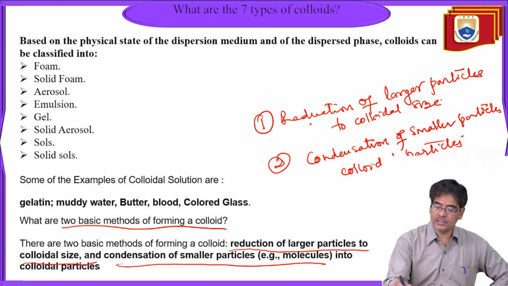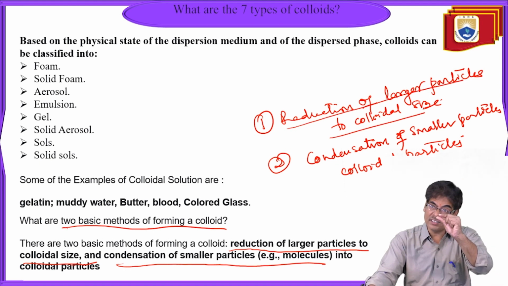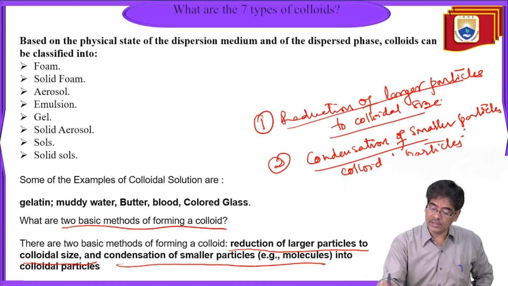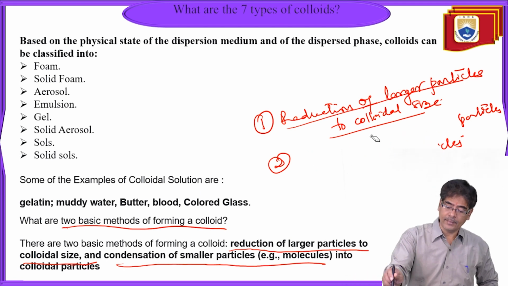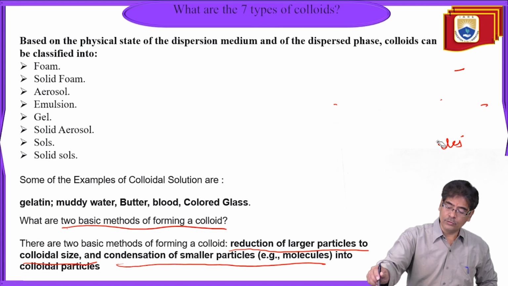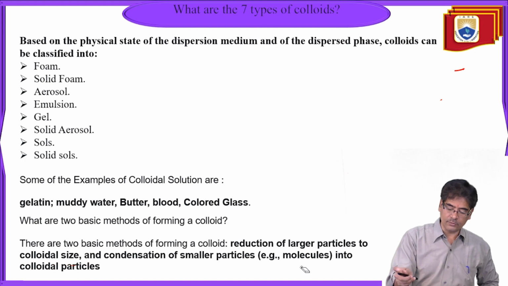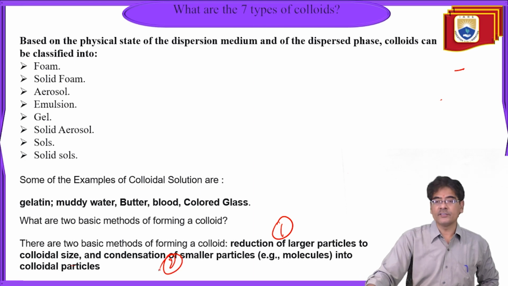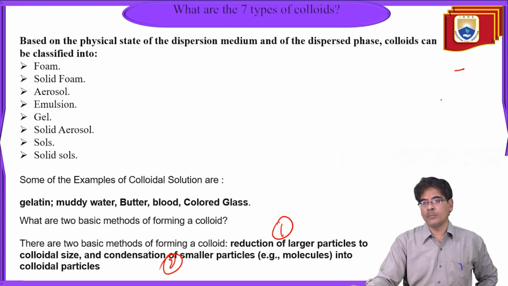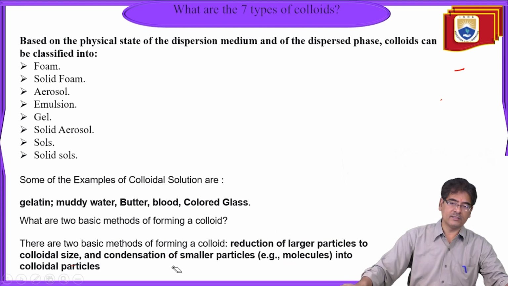So first is reduction of larger particles to colloidal size, reducing the larger particles to colloidal size, right? And condensation of smaller particles into colloidal particles. So these are the two different methods of forming a colloid, right? First one is the reduction of larger particles to colloidal size, and second one is condensation of smaller particles into colloidal particles. For example, the smaller particles in molecular size, right?